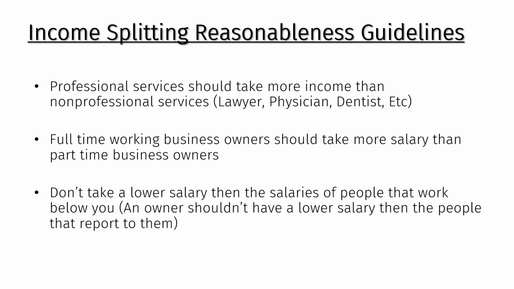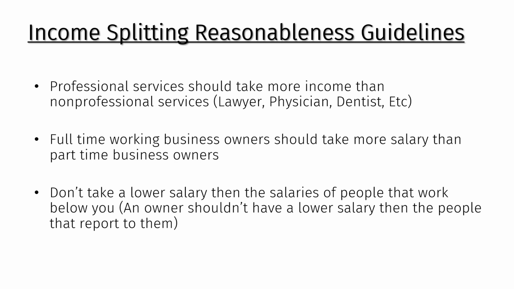And then the last rule, and I'd say this is probably the most important rule, is the one that is most set in stone. It's a very clear thing saying, don't take a lower salary than the salaries of the people that work below you. An owner shouldn't have a lower salary than people that report to them. I think cognitively this makes sense. If you have someone working beneath you, you're most likely not going to pay them more than you pay yourself. So this is one rule I would save in the back of your head: look at what their employees are making and make sure the owner is making at least as much money. They should probably be making a bit more.